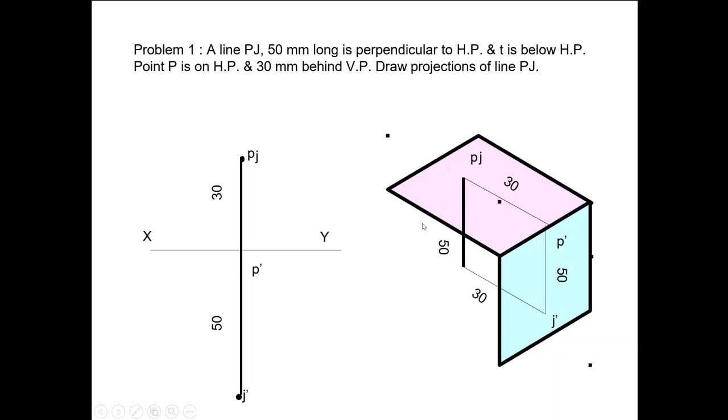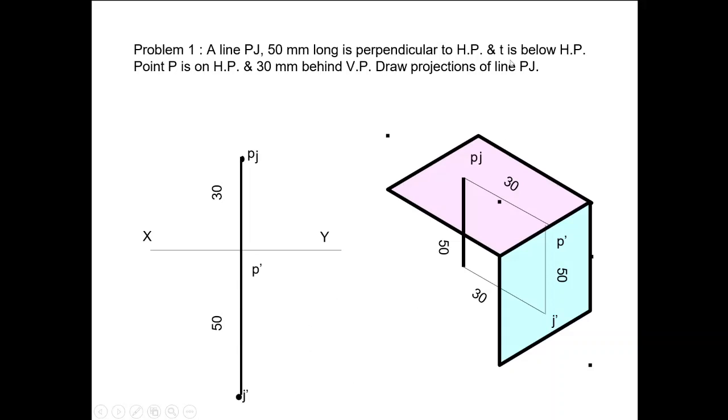So if we see from here, the front view will be below the XY because it is in third quadrant. The front view will be below the XY line and top view will be above the XY line. So what will this distance be? It is measured from the XY line, because the point is on the HP. So from here to here P dash J dash will be the front view and the distance will be 50.